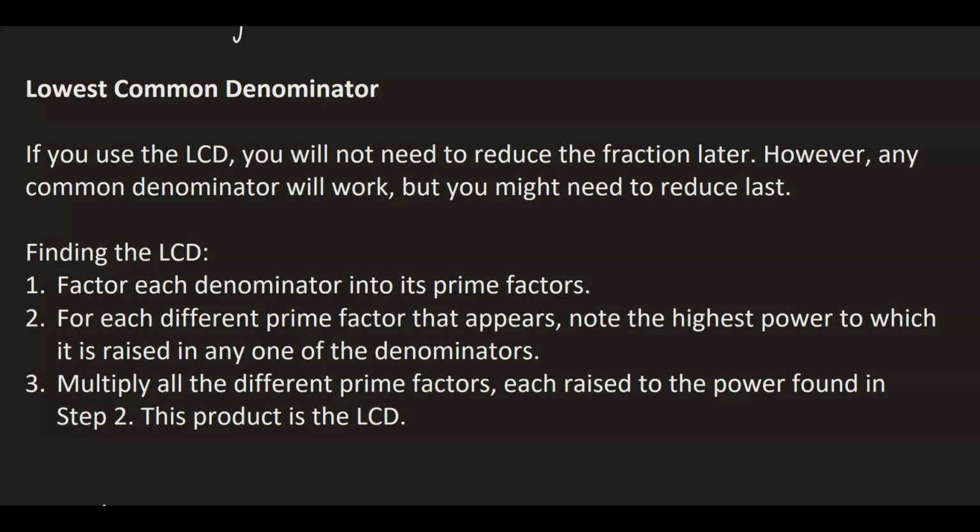To find the lowest common denominator, first, factor each denominator into its prime factors. And I believe we have spoken about prime factors before, so that should sound familiar. Second, for each of the different prime factors that appears, note the highest power to which it is raised in any one of the denominators. And then for part 3, multiply all of the different prime factors, each raised to the power found in step 2. This product is the lowest common denominator.